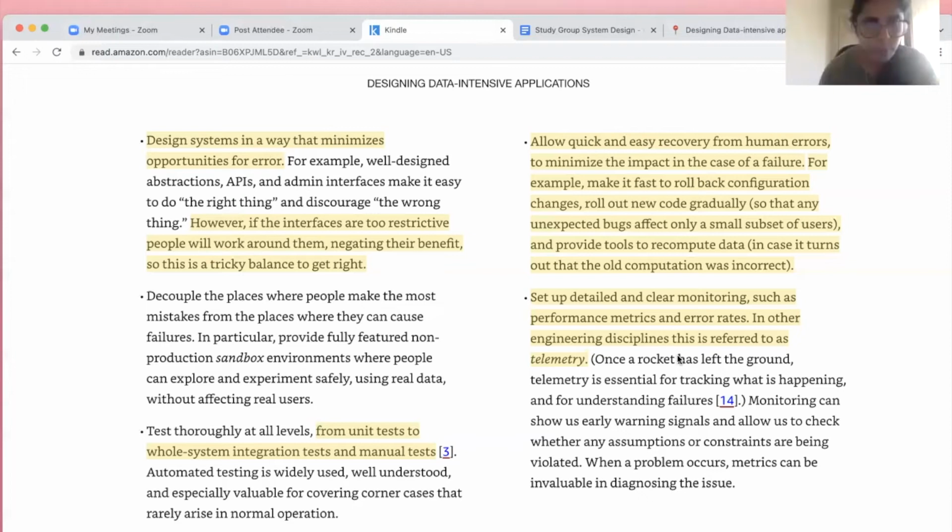I have a question here. Yeah. Second point, you missed the second point, right? Decouple the places where people make the most mistakes, the sandbox environment kind of. Thank you. How do people do this? It's a great idea. You want to test your feature with the production data, but how do you do it?